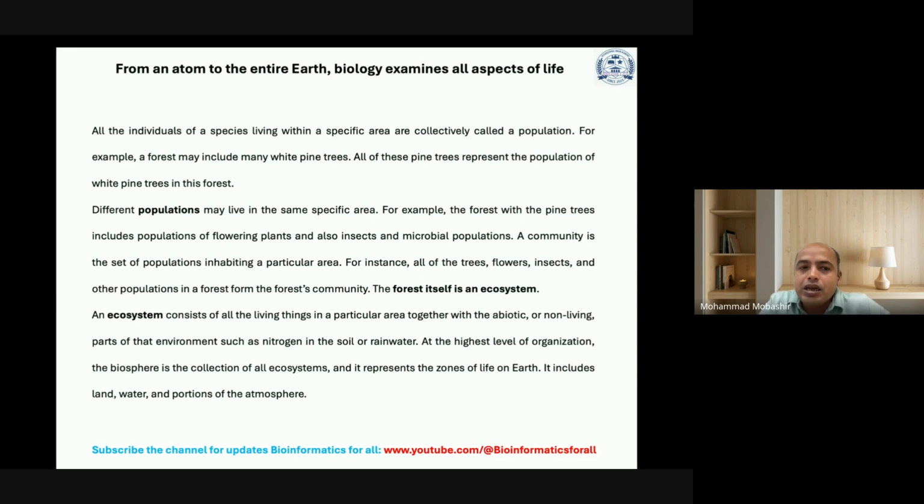A community is the set of populations inhabiting a particular area. For instance, all the trees, flowers, insects, and other populations in a forest form the forest community. The forest itself is an ecosystem. An ecosystem consists of all the living things in a particular area, together with the abiotic or non-living parts of the environment, such as nitrogen in the soil or rainwater. At the highest level of organization, the biosphere is the collection of all the ecosystems, and it represents the zones of life on Earth. It includes land, water, and portions of the atmosphere.